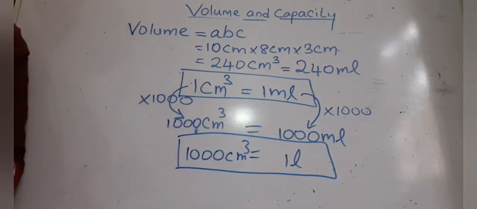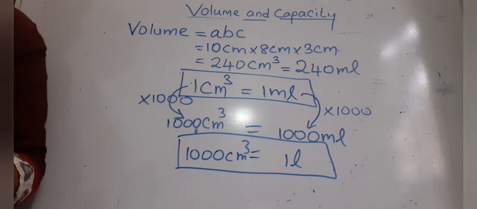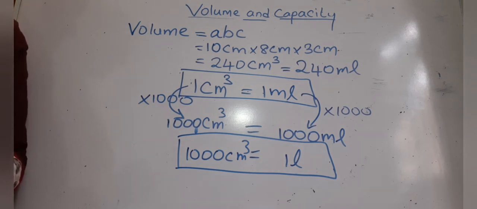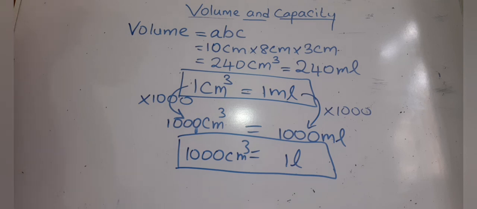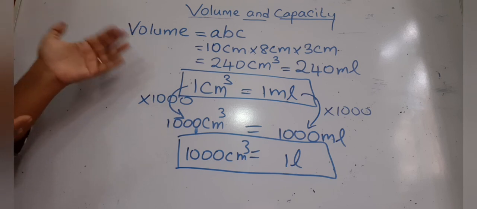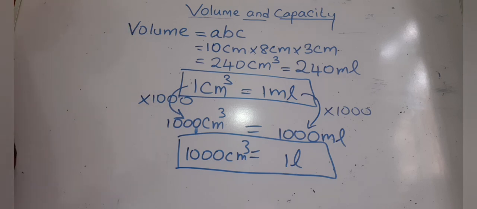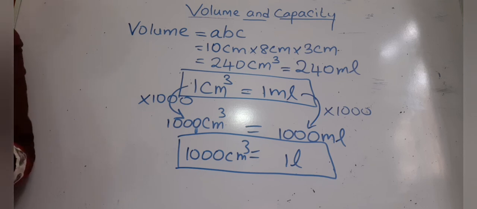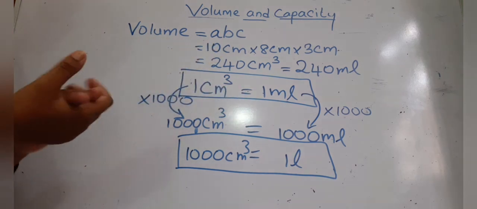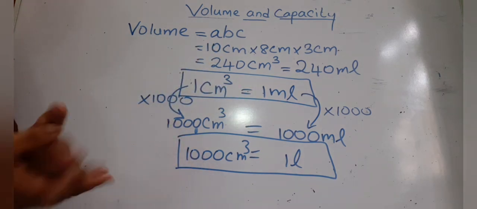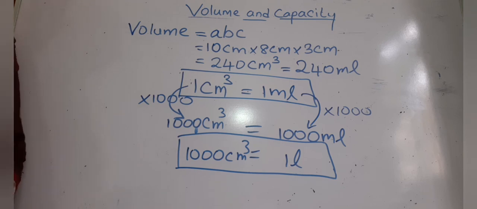So these two are very important in order to do the exercises of this lesson. So I hope you all did understand this. First we learned the difference between the volume and the capacity. Now we have obtained the relationship of the units of volume and capacity. So 1 cubic centimeter is equal to 1 milliliter and 1000 cubic centimeter is equal to 1 liter. So that's all under the 22nd chapter lesson from your textbook.